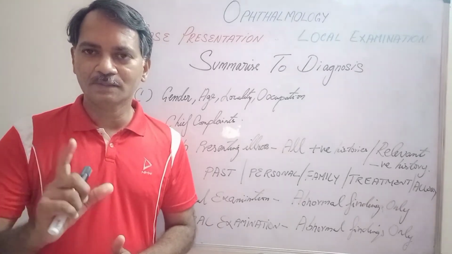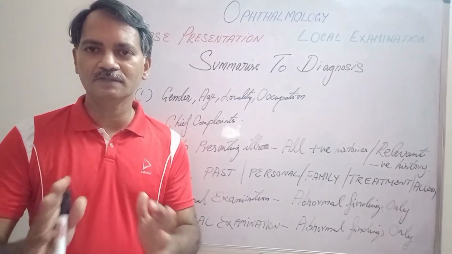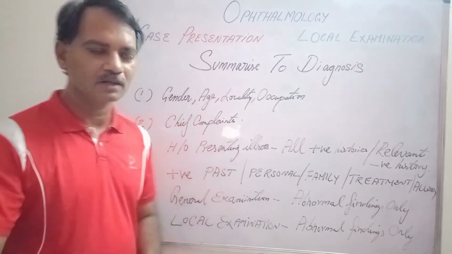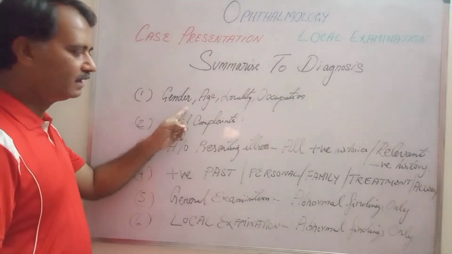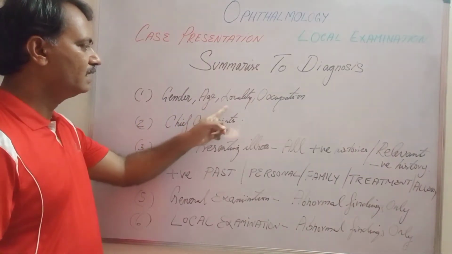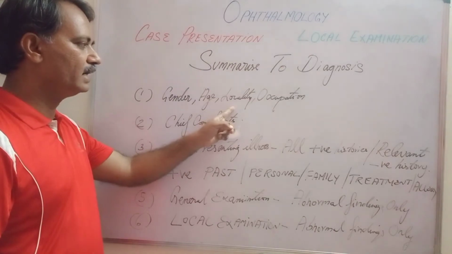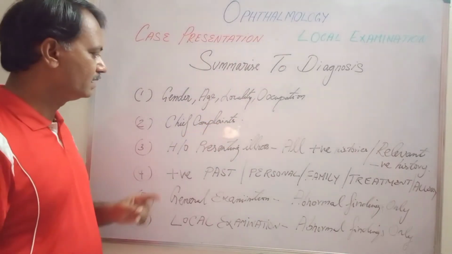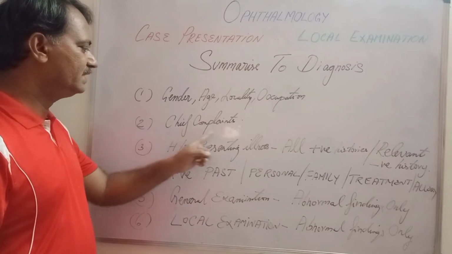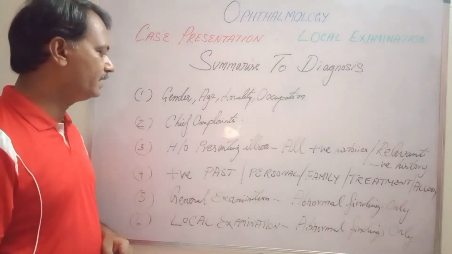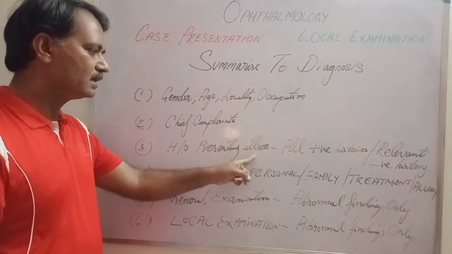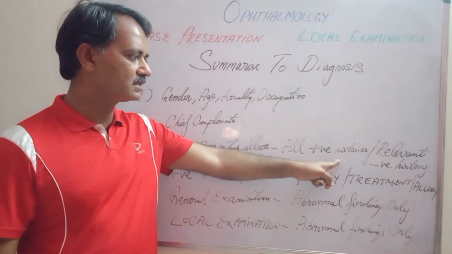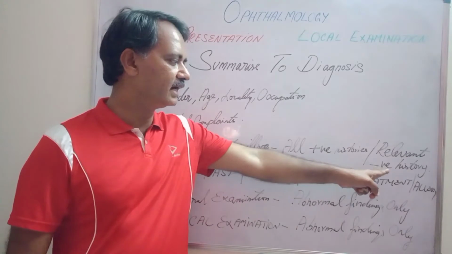While summarizing the case, what are the things we have to tell? We will see one by one. One is we have to tell the gender of the patient, male or female, the age of the patient, where he is coming from, that is the locality, and occupation. We have to mention the chief complaints of the patient completely. We have to tell about the history of presenting illness, all positive histories and relevant negative histories.